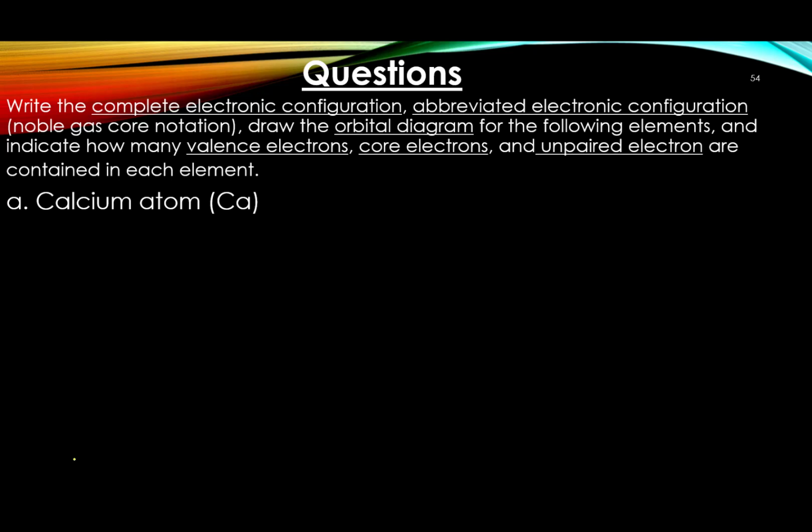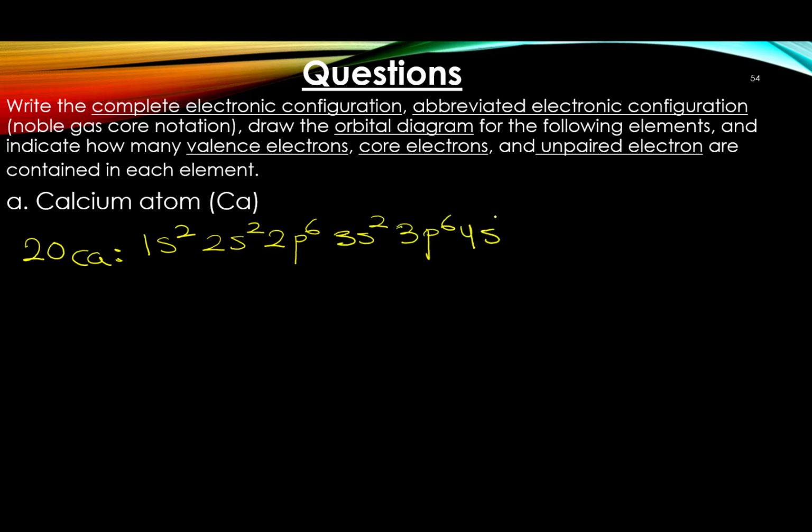Let's do it for calcium. If you look at the periodic table, calcium has 20 electrons. There's going to be 1s2, 2s2, 2p6, 3s2, and 4. Sorry, where did I mess it up? 3p6 and 4s2. You always double check that you have the exact number of electrons, which is 20, and I have 20. Then this will be the complete electronic configuration for calcium.